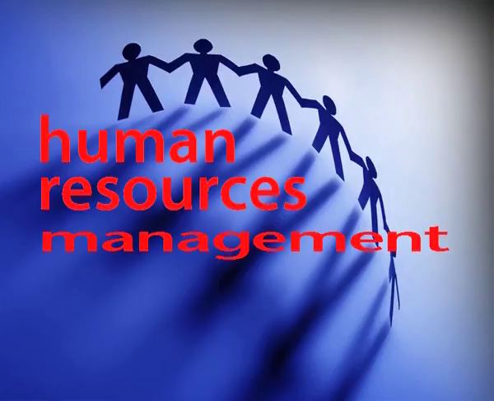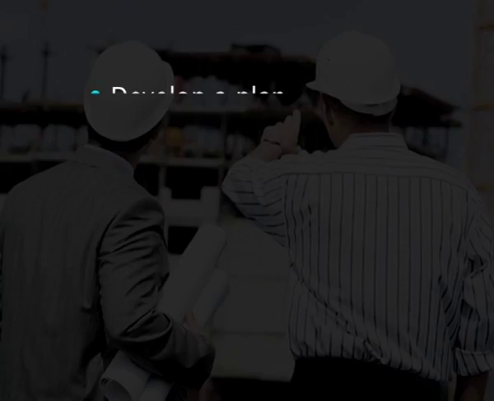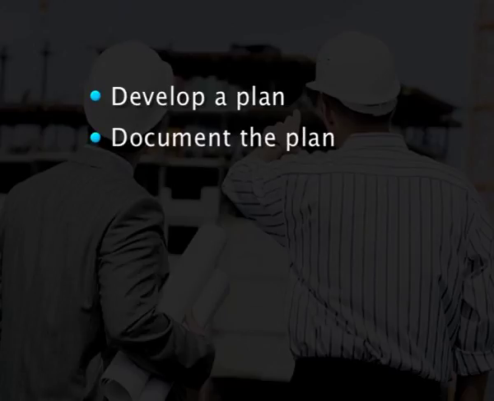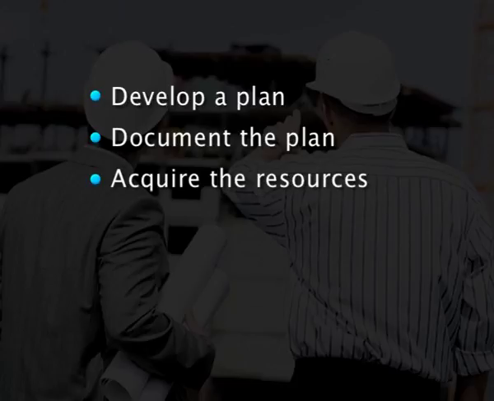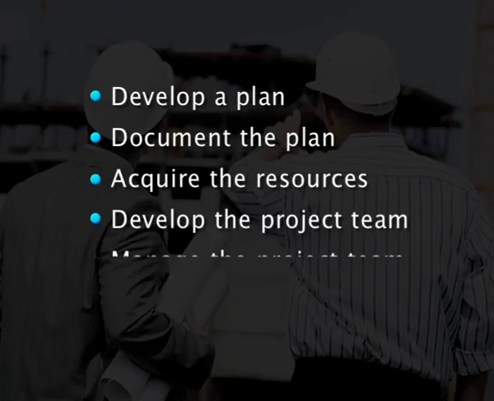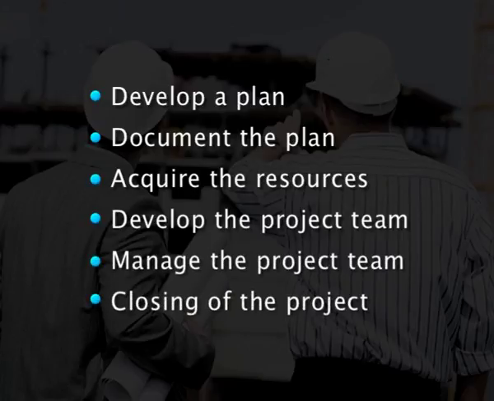Say for example, if the number of staff is less, we need to acquire the staff members. So, for this, let us consider the activities that the human resource management follows. First, they develop a plan. Next, they document the plan. Third, acquire the resources. Next, develop the project team. Next, manage the project team. And finally, closing of the project.